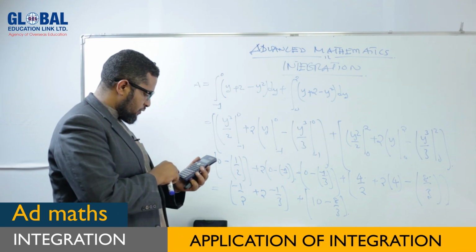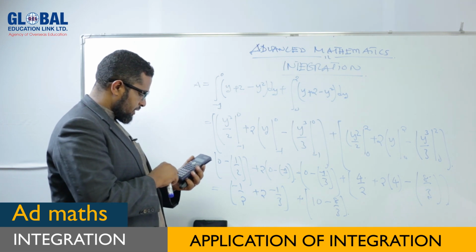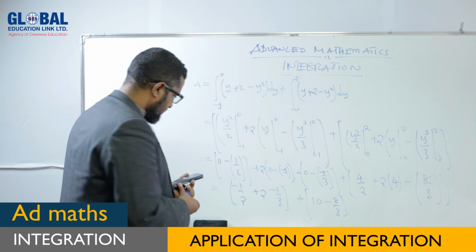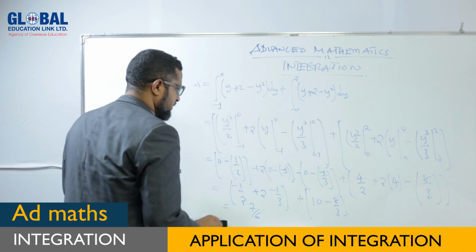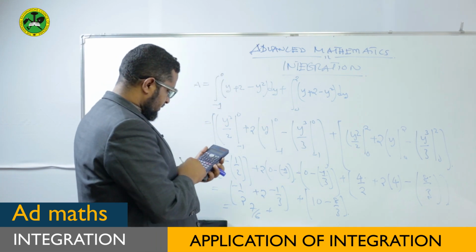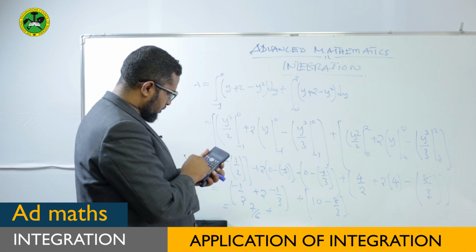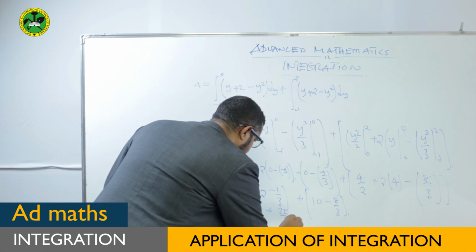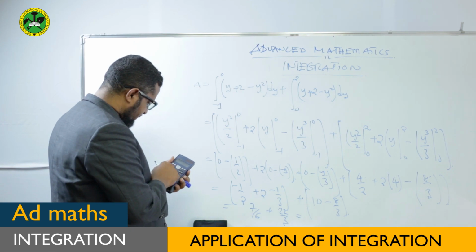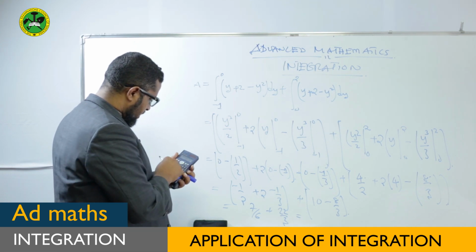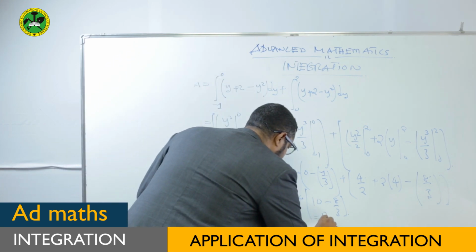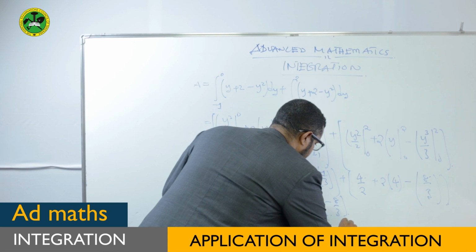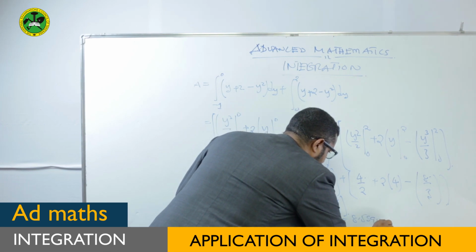Use your calculator, simplify. So we have negative 1 over 2 plus 2 minus 1 over 3. Here we have 7 over 6 plus 10 minus 8 over 3, which is 22 over 3. Now simplify by adding 7 over 6. We have 17 over 2, which when you divide, you end up having 8.5 square units.